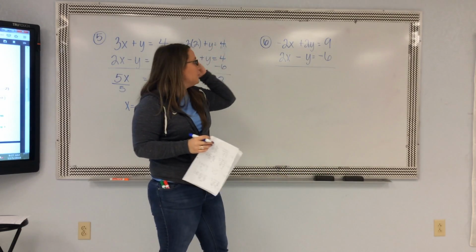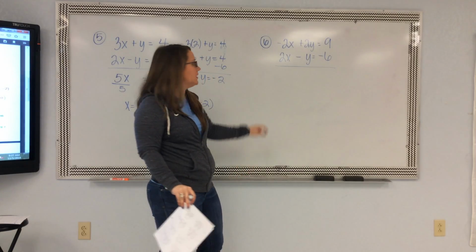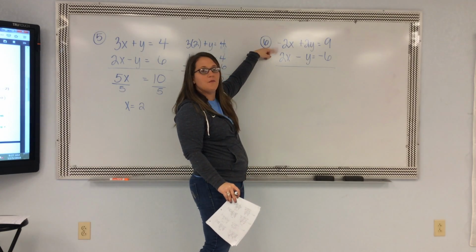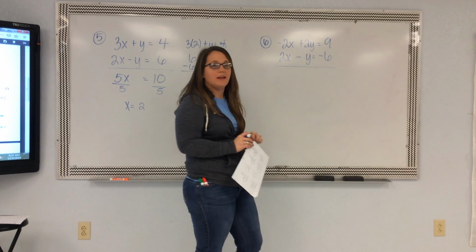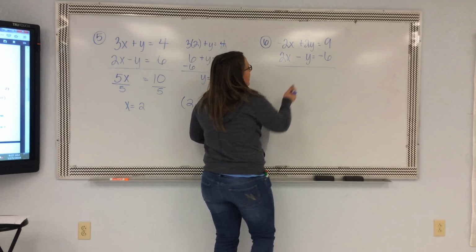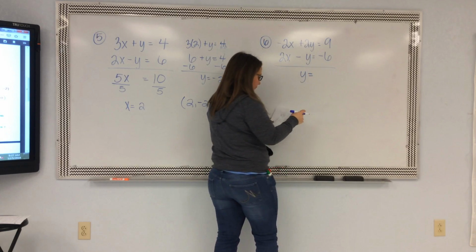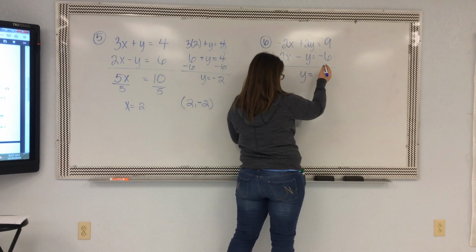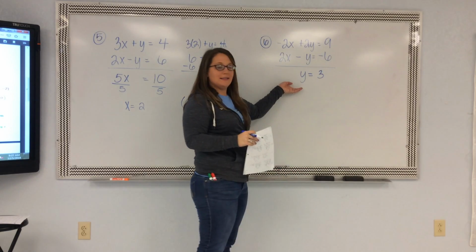Negative 2x plus 2y is equal to 9, and 2x minus y is equal to negative 6. Once again, I already have it set up for me that they'll cancel each other out. So just my x's cancel out, having a negative 2x and a positive 2x. And then I have a positive 2y minus y, leaving me with 1y. And then 9 minus 6 is 3. So y is equal to 3.